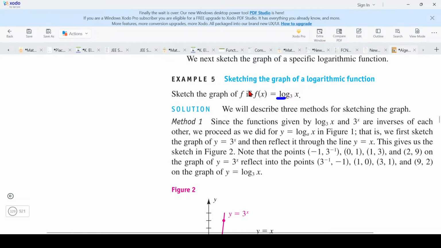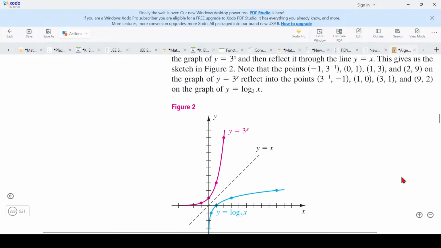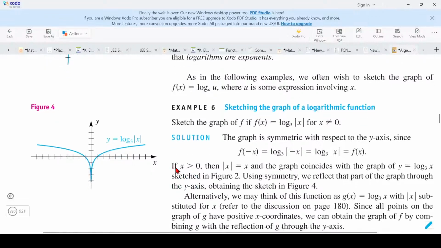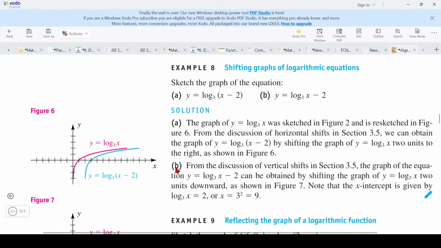What does this mean? x equals 3 power y, or y equals log x to the base 3. y equals 3 power x is this graph, and this log x to the base 3 is actually the inverse of this graph. Now, we'll discuss some important things.